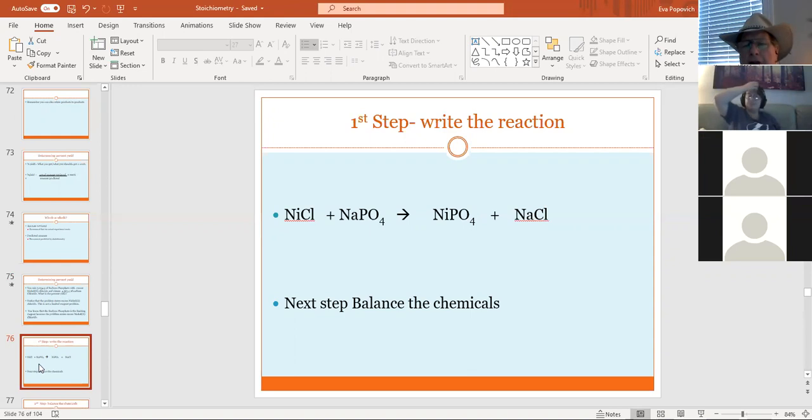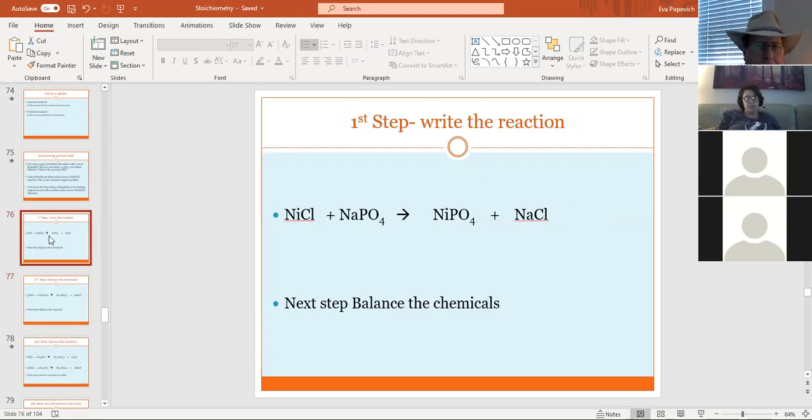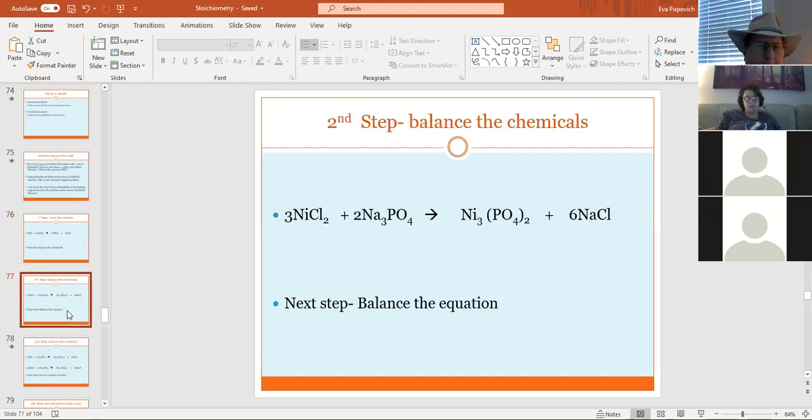Now, if Ni is +2 and PO4 is -3, what are the subscripts for Ni and PO4? Ni3(PO4)2. What about sodium chloride? Is that balanced? Yes. All right, so I have my chemicals balanced.